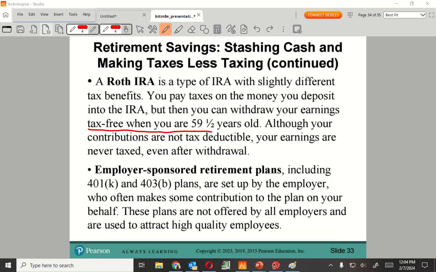Okay? This next one is a Roth IRA, it's important right here. Roth IRA is slightly different tax benefits. You pay taxes on the money you deposit into the IRA. So you pay taxes now, but you can withdraw your earnings tax-free when you're 59 and a half years old. Although your contributions are not tax deductible, your earnings are never taxed, even after withdrawal. So it's better to pay tax on it now, let your money grow, and then you don't have to worry about the taxes on any of it later. I am not a fiduciary agent. I cannot give you financial advice, but that sounds pretty good to me.